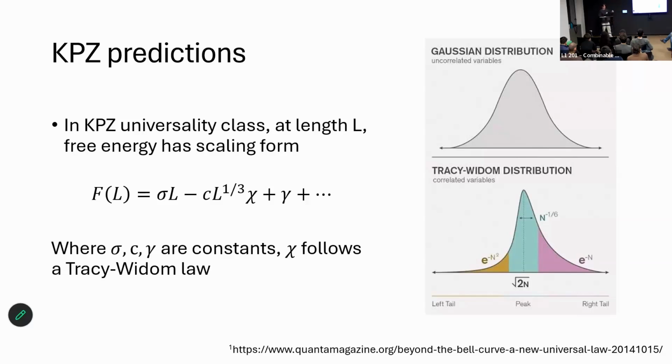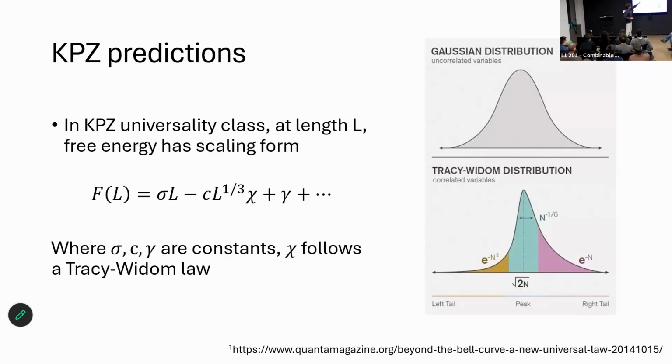So if we fix the origin and we let the endpoint go anywhere along this line, that's called point to line. If we fix the origin and we fix the endpoint, that's called a point-to-point polymer. And there are other boundary conditions you can impose. But basically, those boundary conditions tell you what type of Tracy-Widom distribution this chi follows.